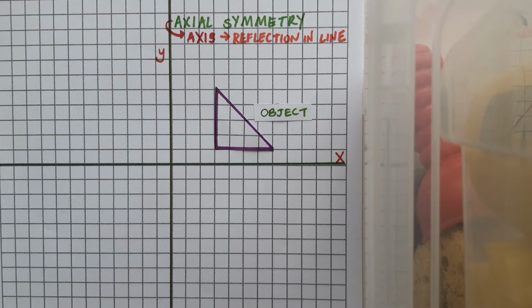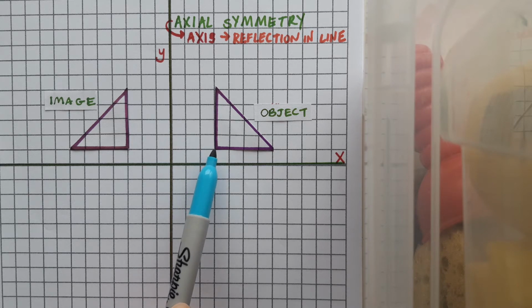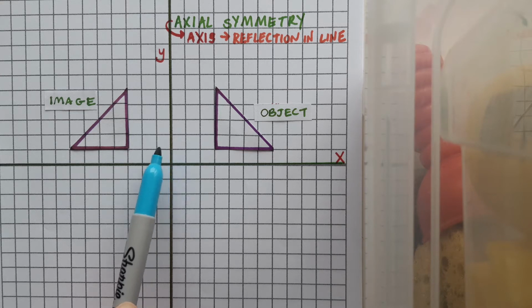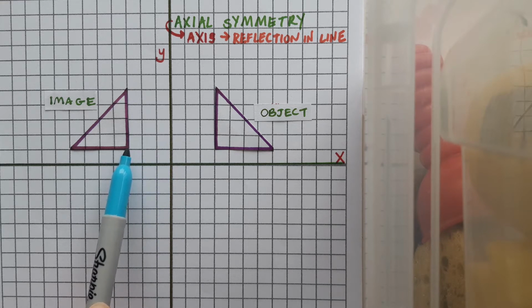Returning to my object once more, I can also reflect it in the other axis, the y-axis. Take a moment to imagine where you think this image would be located. In this case, my image is on the left of the y-axis. Notice that the distance from every vertex on the original object to the y-axis is the same as the distance from the y-axis to the image vertex.